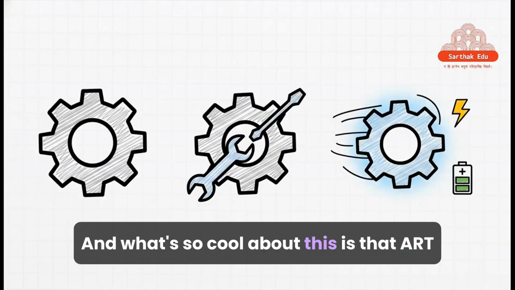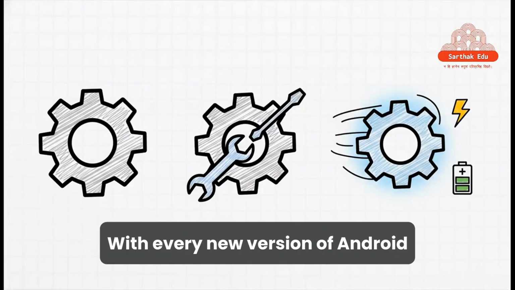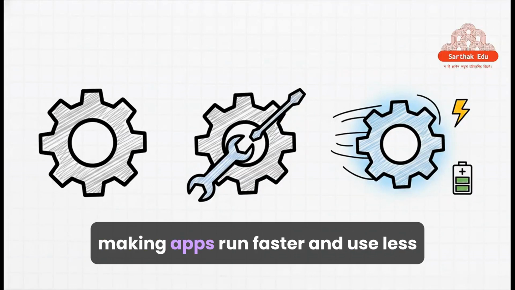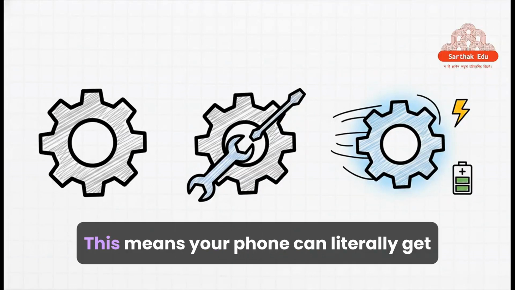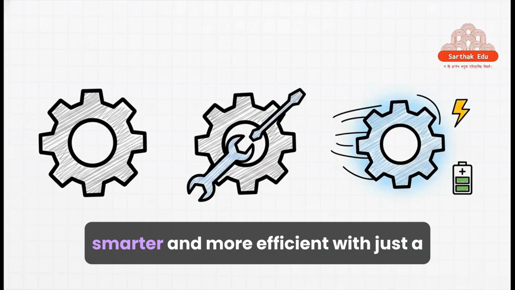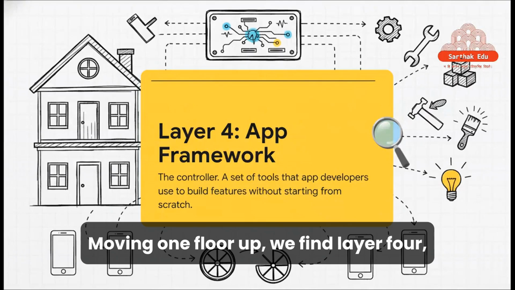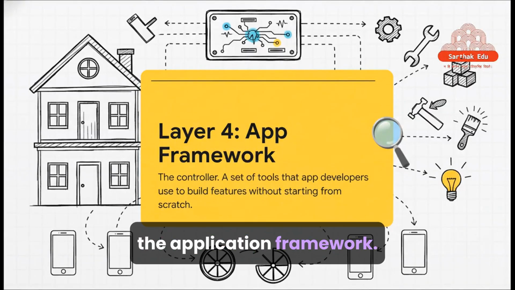And what's so cool about this is that ART is not static. With every new version of Android, engineers are constantly fine-tuning it, making apps run faster and use less battery. This means your phone can literally get smarter and more efficient with just a simple software update. How cool is that? Moving one floor up, we find layer 4, the application framework.